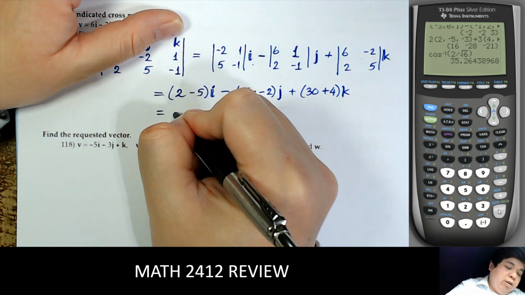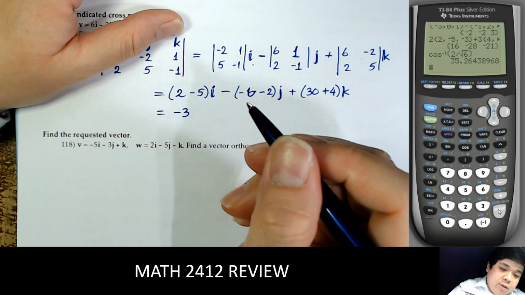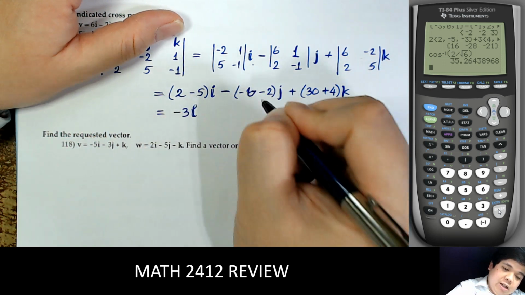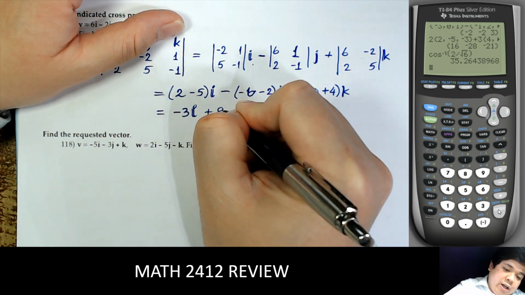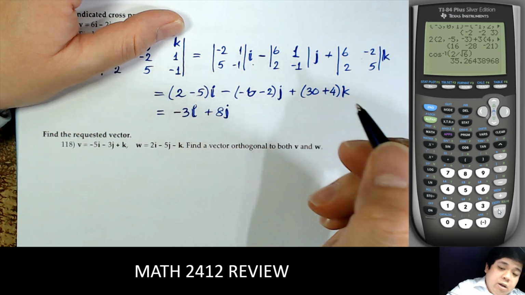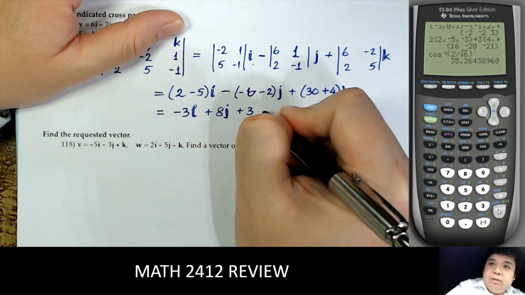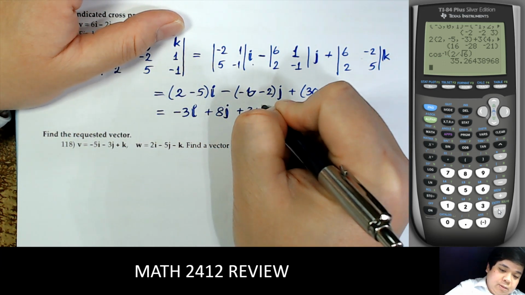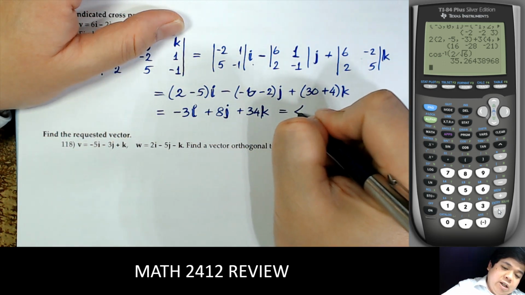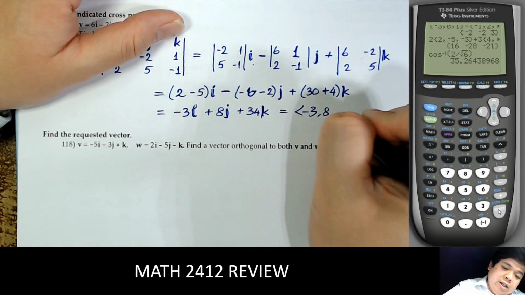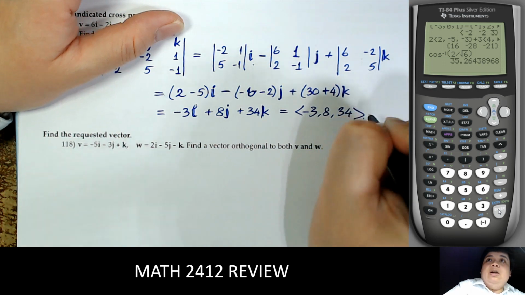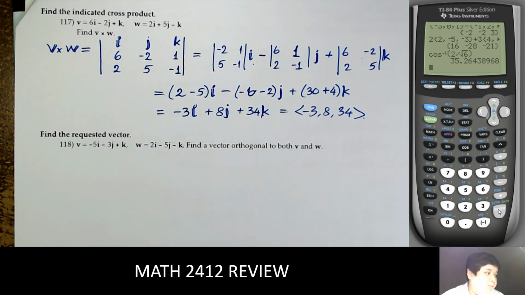So we have negative 3 i plus 8 j plus 34 k. Or we can write negative 3, 8, 34 like that. Either way works. Right. Next.